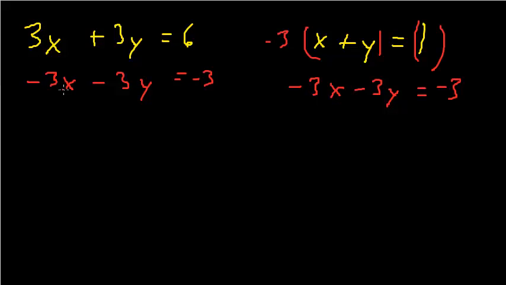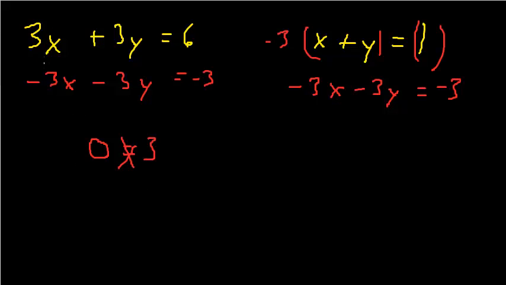3x minus 3x is 0. 3y minus 3y is 0. I have nothing on the left side now. And 6 minus 3 is 3. And I'm left with 0 is equal to 3. Well, that is not true.